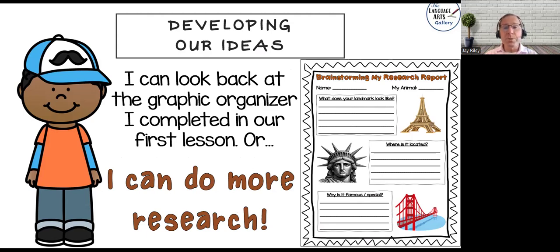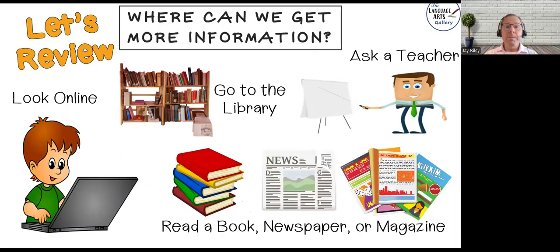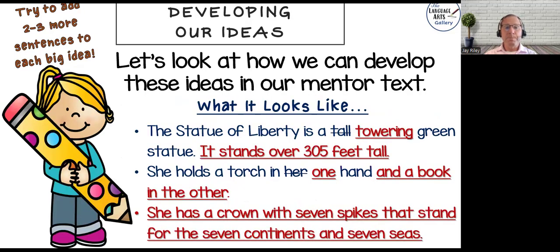Now, if you've got students who simply found one thing for each of those topics and that's all the information that they have, that's okay. They're going to need to go back further in the research process, back to the data gathering phase. So, where do we gather information? Well, we can look online. We said we can go to the library, ask a teacher, or we can read either a book, a newspaper, or a magazine. So let's look at each of these three ideas that we're going to develop.